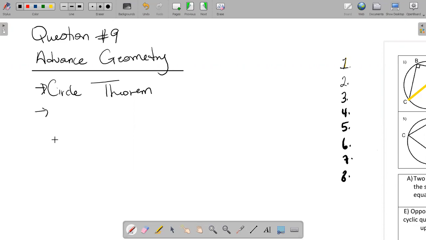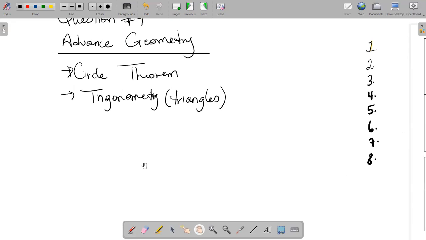Then after circle theorem, we're going to have trigonometry. Trigonometry is broken down into 2 because trigonometry deals with triangles. That's the only thing you're going to be dealing with, triangles. But they don't just give you a regular triangle and ask you to find the missing angle or the missing side. They're going to give you real world situations, and you have to be able to draw your own triangle if they don't give it to you and answer the question. So there's 2 types of triangles we're going to be dealing with.